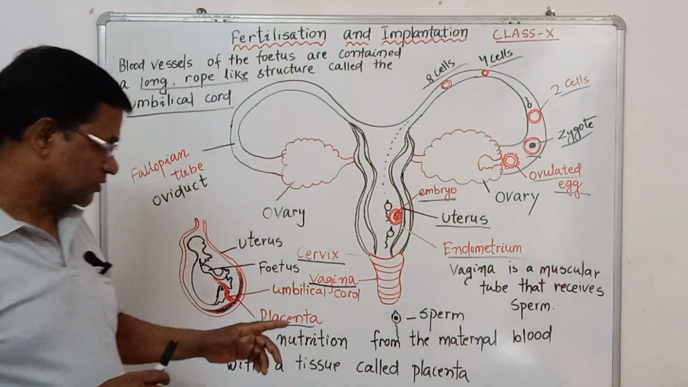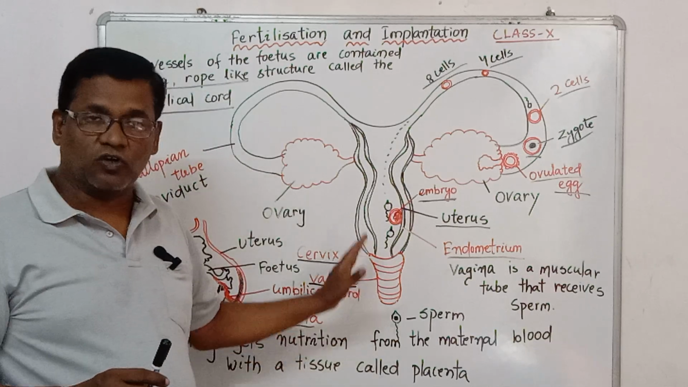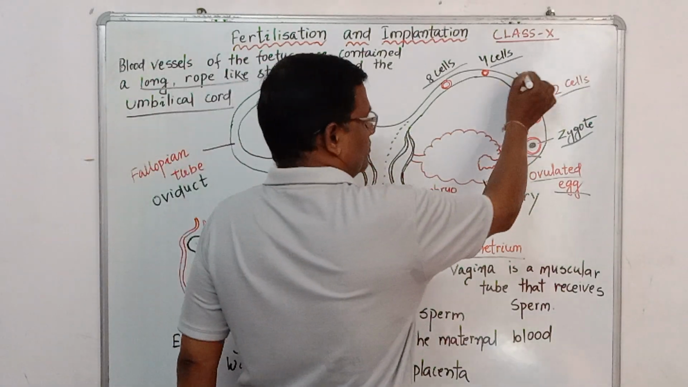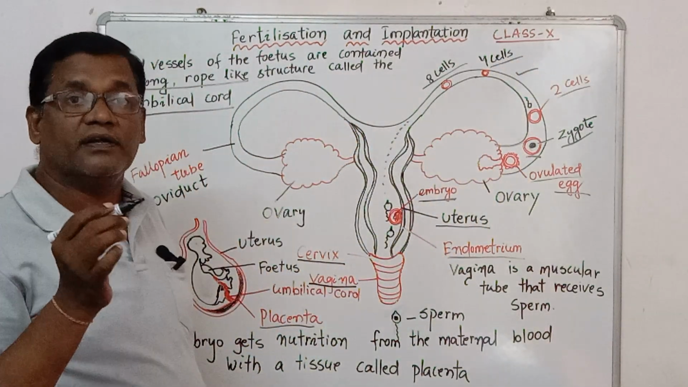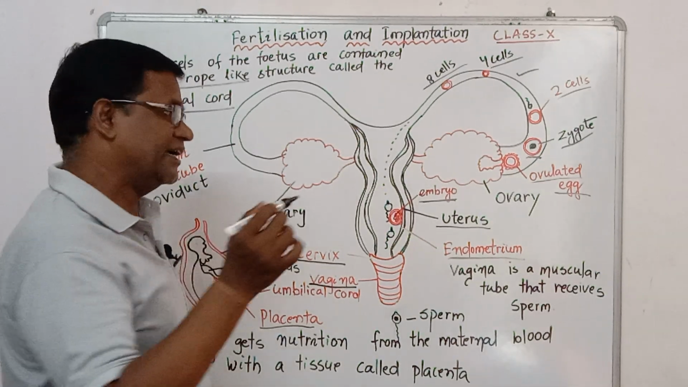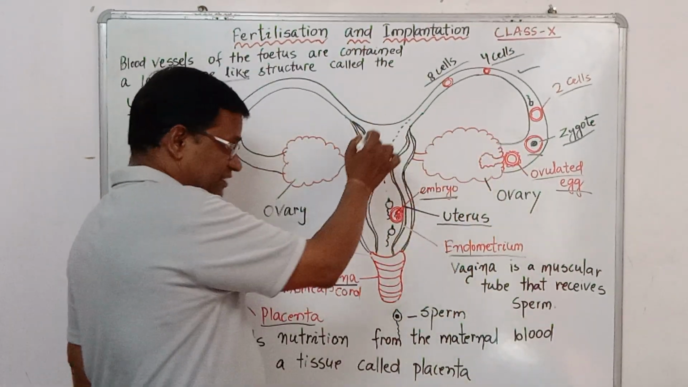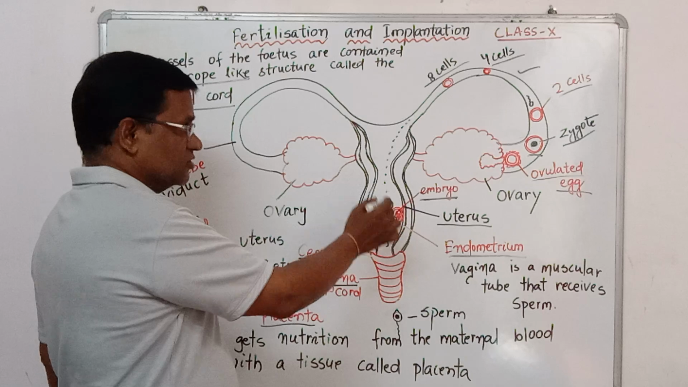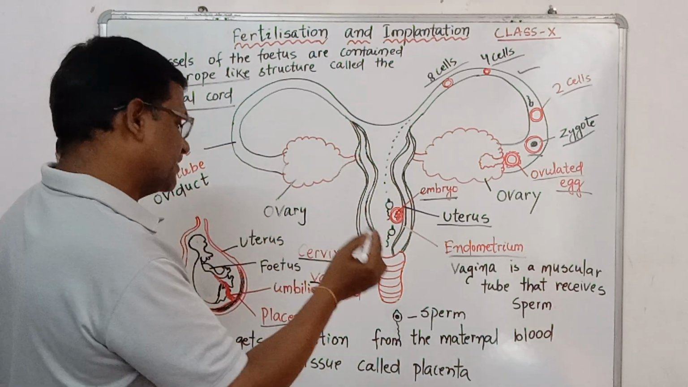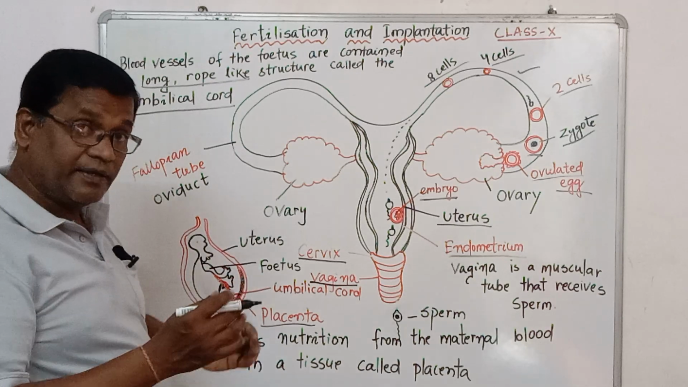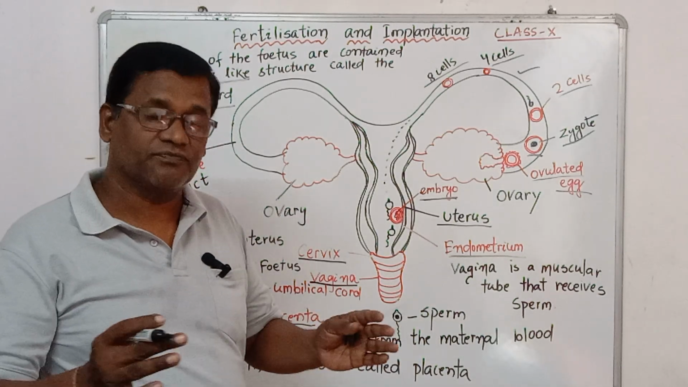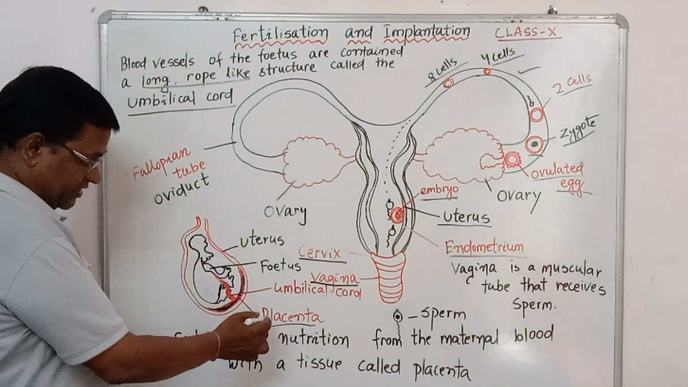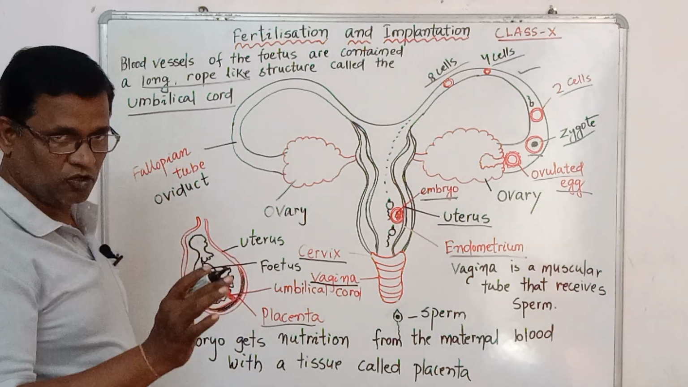We understand that the sperm enters through the vagina, crosses the cervix, then moves to the uterus. After the uterus, it goes to the fallopian tube. In the fallopian tube, it waits for the egg. The egg fuses with the sperm to form the zygote. The zygote forms the embryo, which attaches or implants to the wall of the uterus. This process is called implantation. After implantation, the placenta forms. When the embryo develops into the fetus, a rope-like structure develops between the placenta and the fetus, and that is called the umbilical cord.